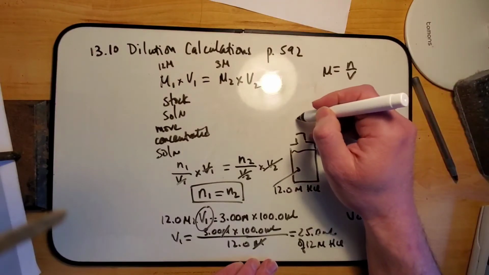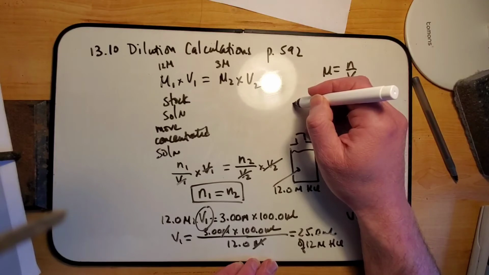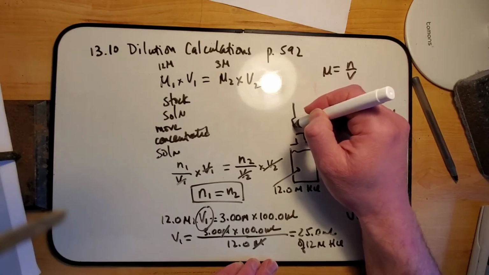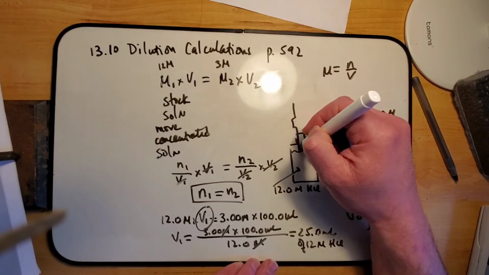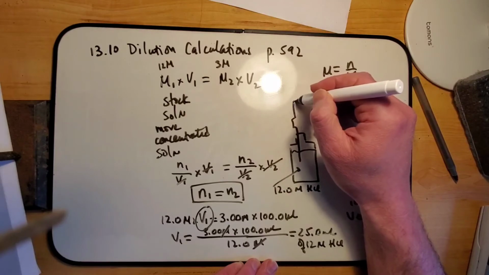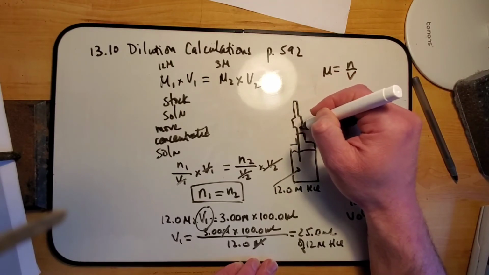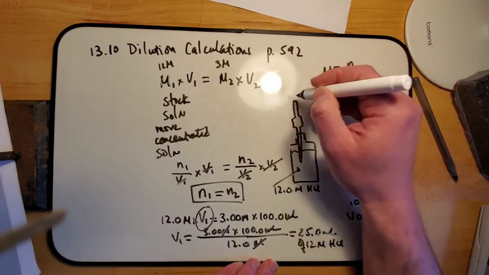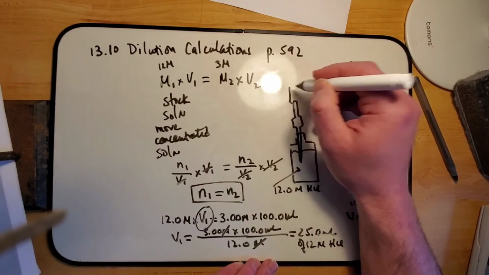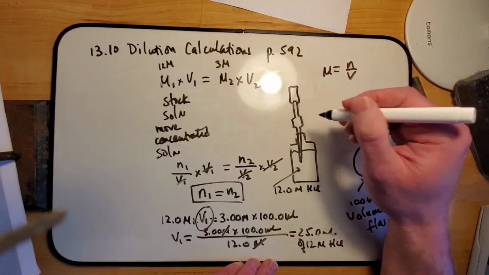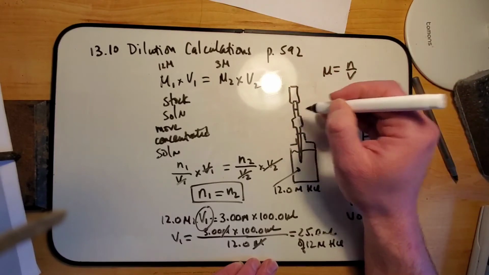Now, what I'm going to do is use a volumetric pipette. I'm going to insert this volumetric pipette. It has a certain shape. I'm going to insert it here inside, and of course, I usually have a bulb in here to aspirate the liquid with. There's a line here, 25, indicating the volume.